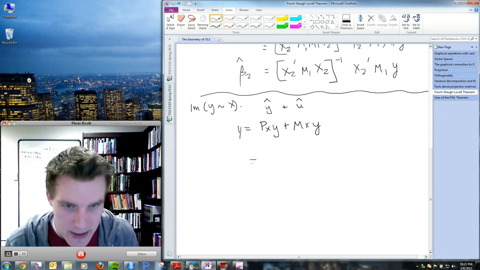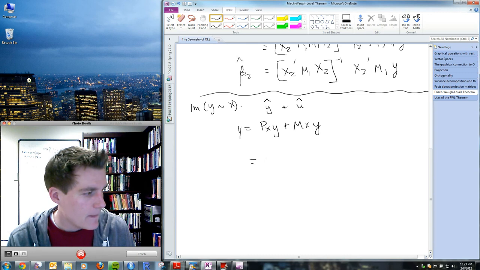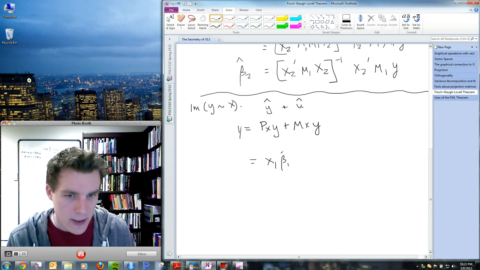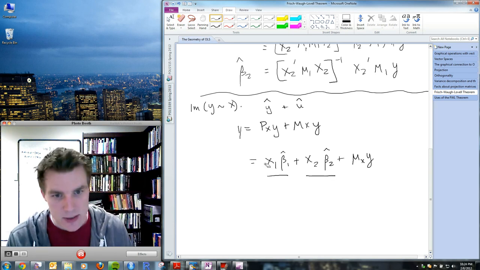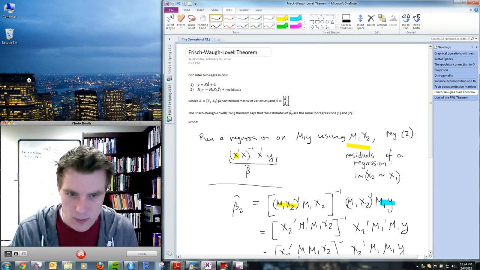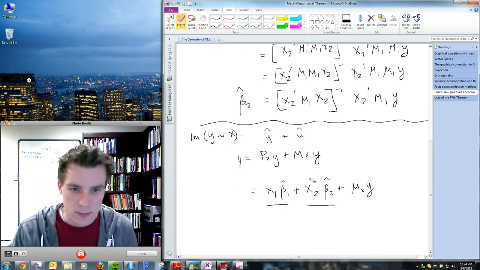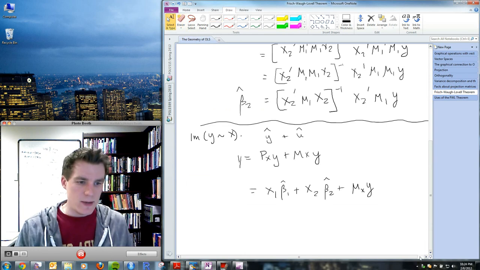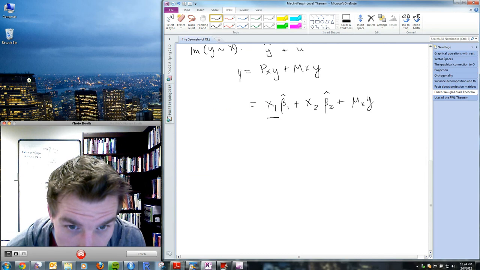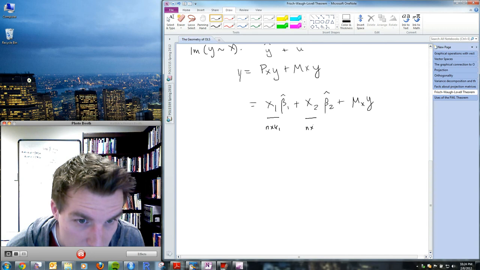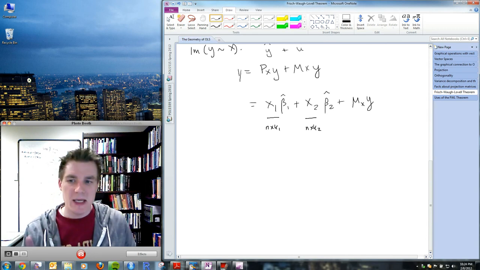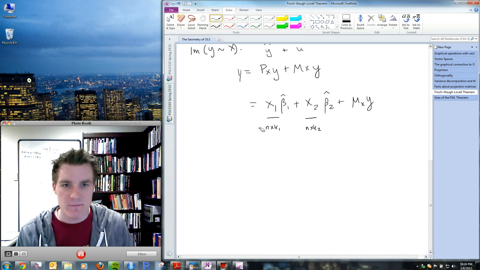And I could partition this out as x1 beta 1 hat plus x2 beta 2 hat plus Mxy. Now, these are actually matrices. What I mean by that is this is n by k1, and this is n by k2. So I've got two partition matrices here that I've broken up.